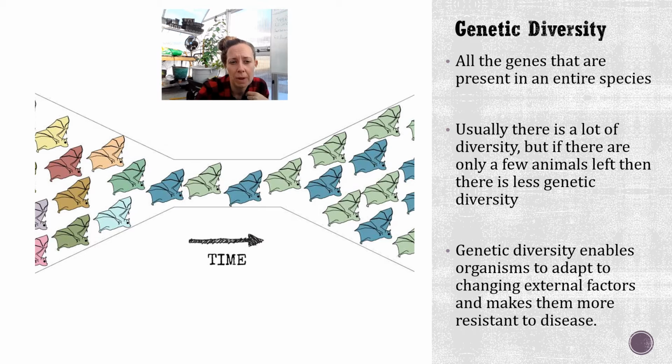So look at the picture. We have a whole bunch of bats here that are all different colors, but the only ones that got through this tunnel are the blue bats and the greenish bats. So the new population only is bluish green, right? There's not as much genetic diversity, which makes them unable to adapt to a changing environment. We'll talk about that when we get into evolution and stuff like that, but that's the gist of it.